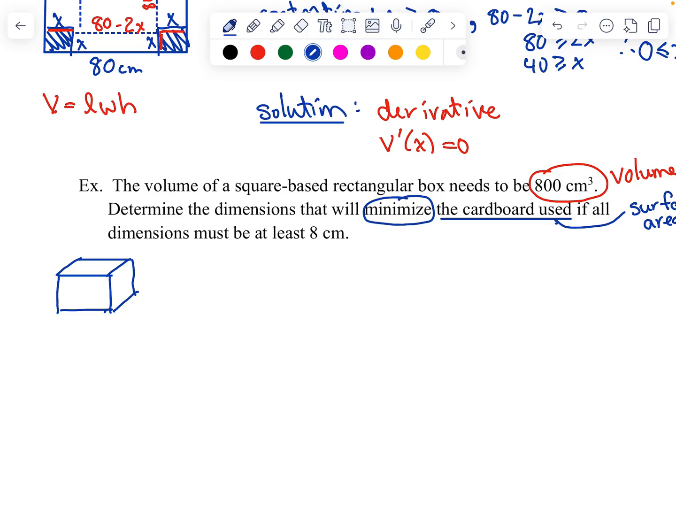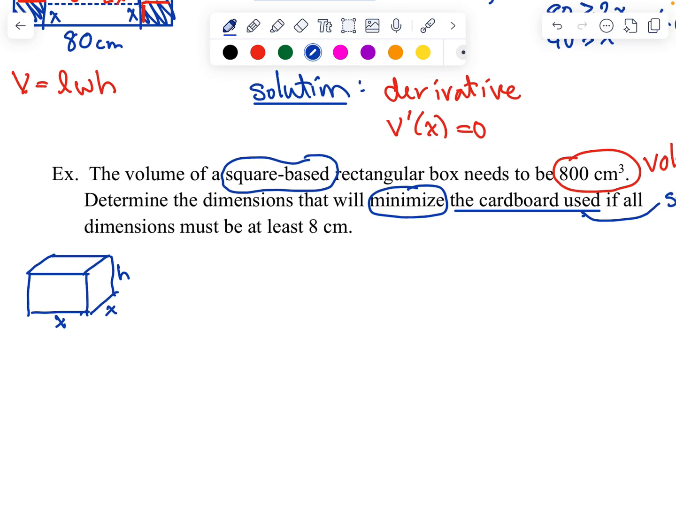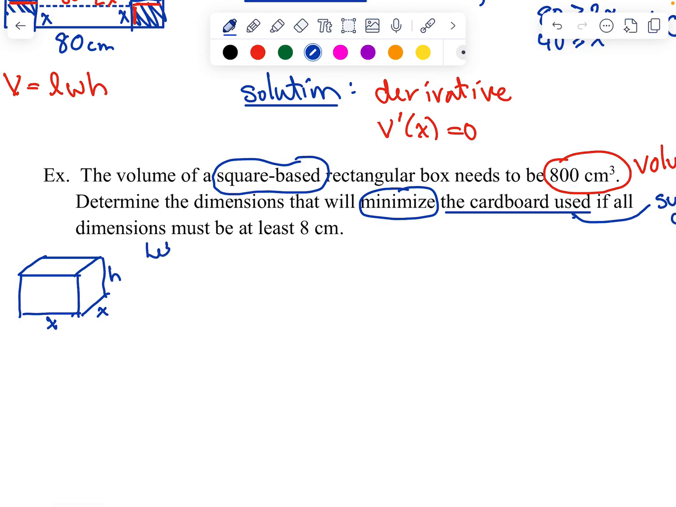If I want volume, same as above, it's length times width times height. Important here, though, is that this box is square-based. So that means the length and the width are the same. However, the height is different. So I'm going to start by defining these variables. Let x represent the length/width, and let h represent the height.